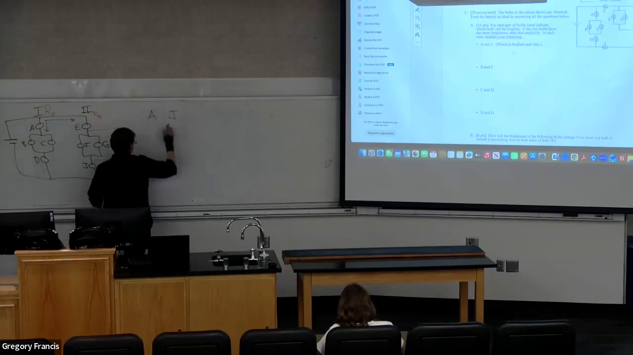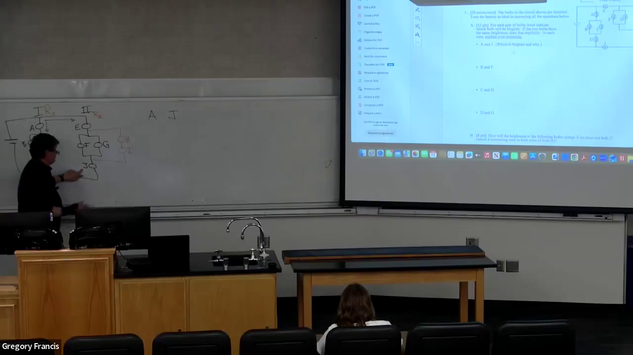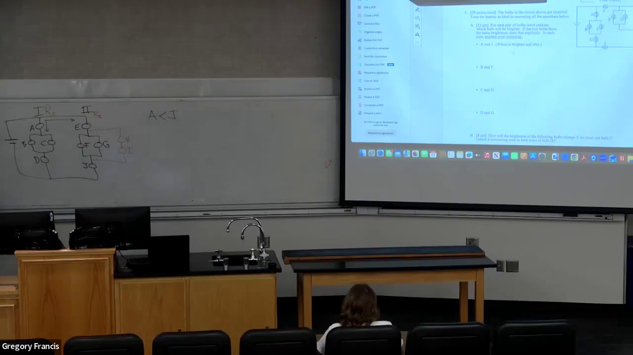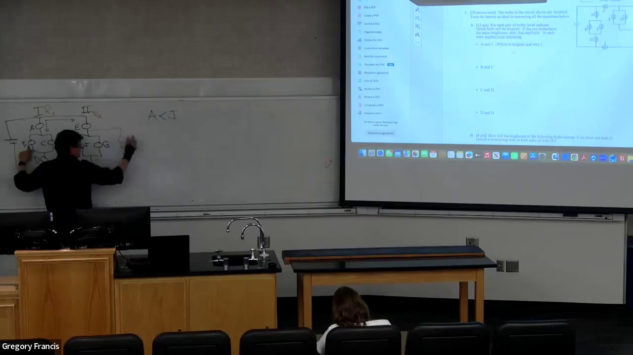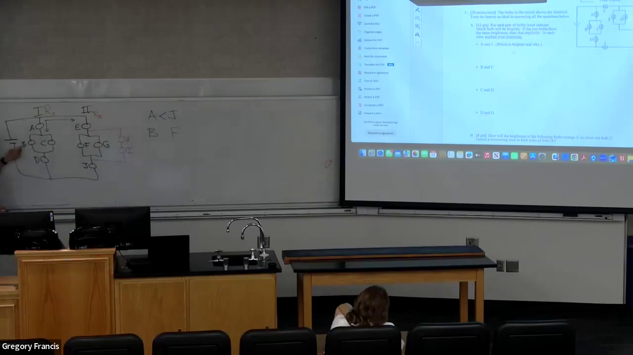Now the first comparison that I'm asked to make is A and J. A versus J. Well, since A gets all of the small pizza and J gets all of the large pizza, J is going to be brighter than A. If I compare B to F, B versus F, B is getting exactly half of the small pizza. F is getting a little bit more than a third of the large pizza. That's a pizza problem. I can't solve that with current.